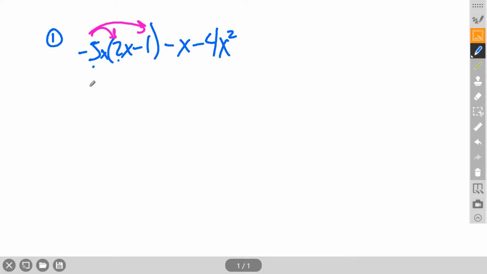Negative 5 times 2, negative 10. X times x is x to the second power. Negative 5 times negative 1 is positive 5, and there's no x, so it's just x. So this becomes negative 10x squared plus 5x. And then we still have minus x, and we still have minus 4x squared. So distribution has been completed, and we move on to combining like terms.